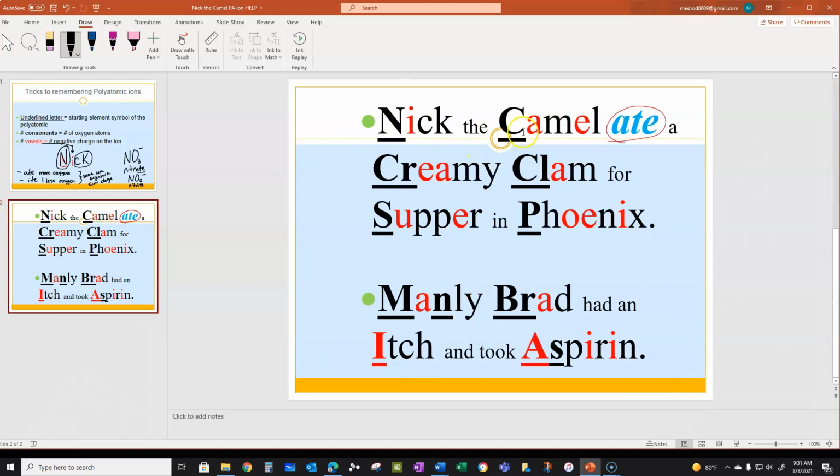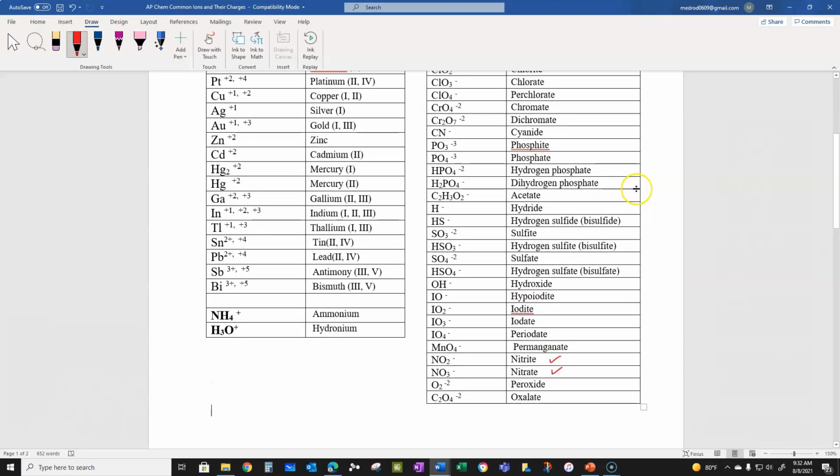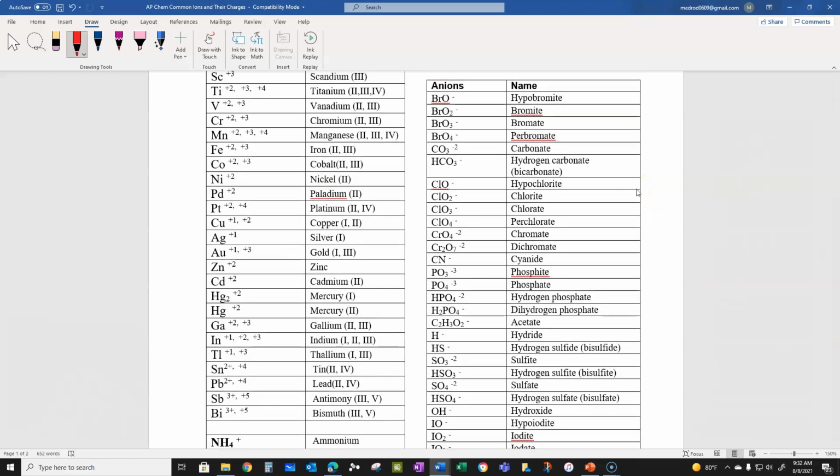So Nick the Camel. Okay, let's do the camel one. So it starts with carbon, underline carbon. And now I got to count the consonants. So I got this consonant, M, and then the L. So that means I have 3 oxygens. And then the vowels, the 2 reds, that means it's -2. So who is this? Well, it ends in ATE, and this is carbonate. Okay. Now, notice on the list there is no carbonite. Well, there is a polyatomic out there in the world, carbonite, but we just don't do it in AP. And right there, there's Mr. Carbonate.